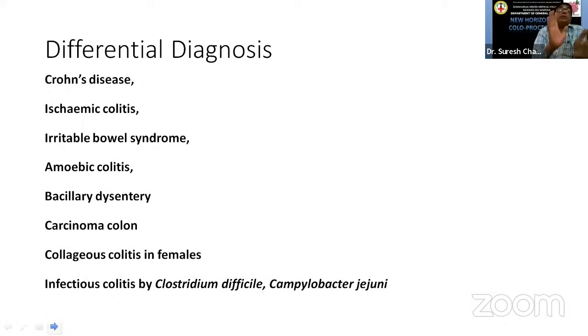Now always keep clinical diagnosis and differential diagnosis in mind. The first is Crohn's disease, ischemic colitis, tuberculosis, irritable bowel syndrome, amoebic colitis. There is a list of it. Even carcinoma colon can present like this.